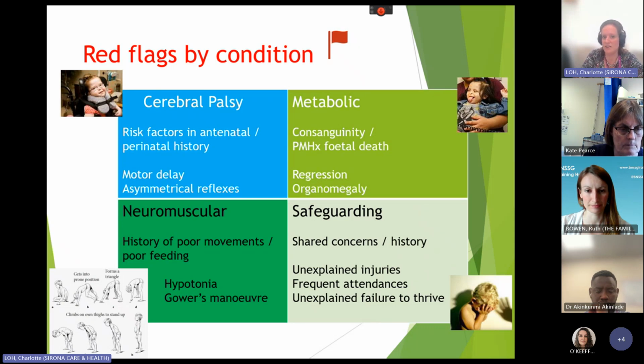And then don't forget safeguarding concerns. Failure to thrive can be caused by safeguarding issues. So just keep that one in the back of your mind.